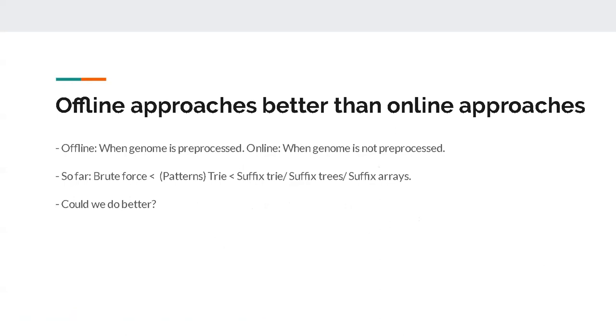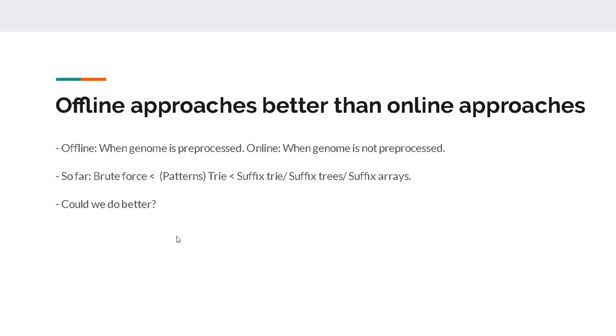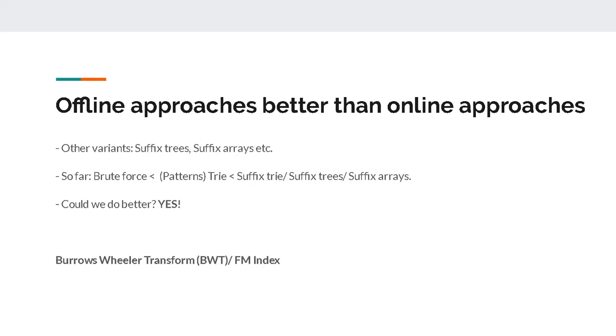Definitely the offline approaches, when I say offline, I mean where the genome is pre-processed, are better than the online approaches, which is when the genome is not processed. And so far what we have seen is that the worst is the brute force and the best is the suffix array. But could we do better? That is still a question, because we will be dealing with a large amount of data and we want to scale our algorithms and not compromise on the time and space. Can we still do better? And the answer is yes.